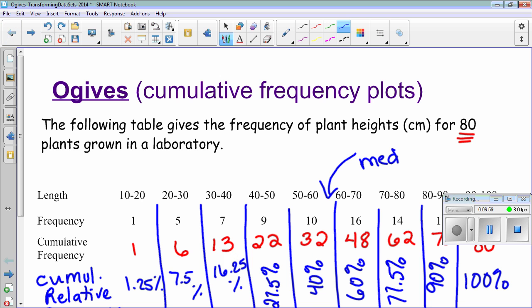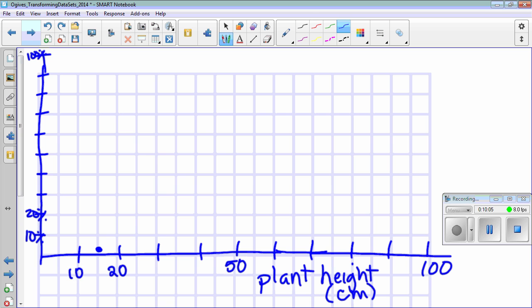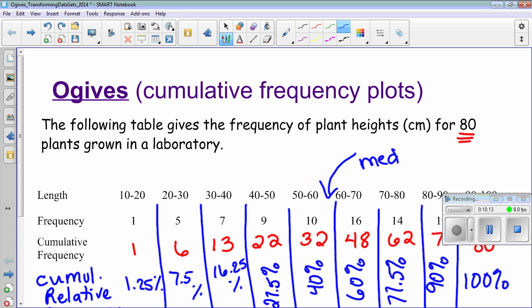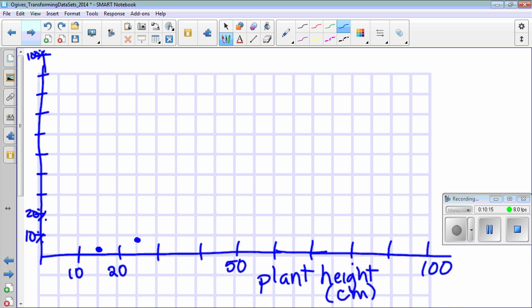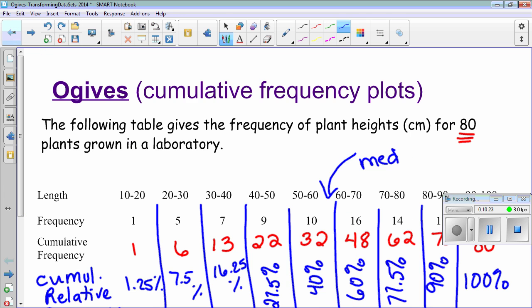The next dot at 25, we're going to go to 7.5%. Notice we're not getting big quick. That's okay. At 35, we're at 16.25%. You with me so far? Okay. And we're just going to continue.